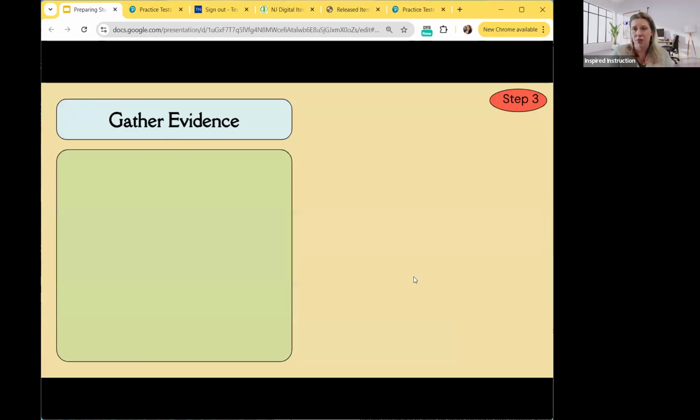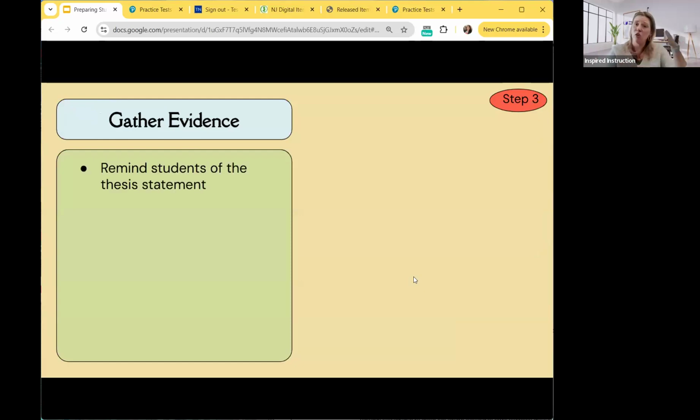Step 3 is gathering evidence. And I mentioned before, sometimes kids just highlight everything. And sometimes this is a really hard step for them, is to figure out, okay, I determined what the prompt is asking me. I wrote my thesis statement. Now I got to find support. How do I do that?